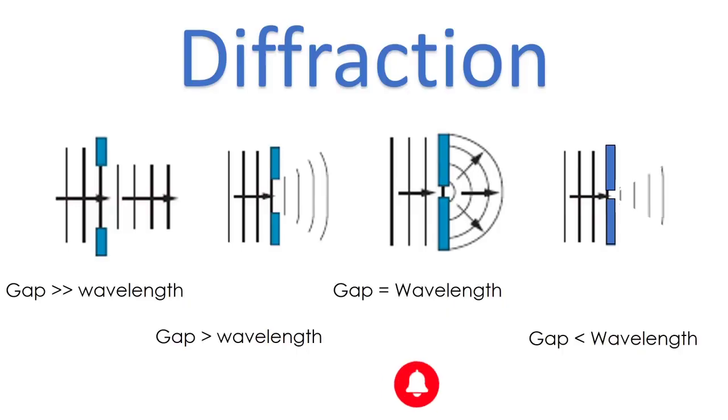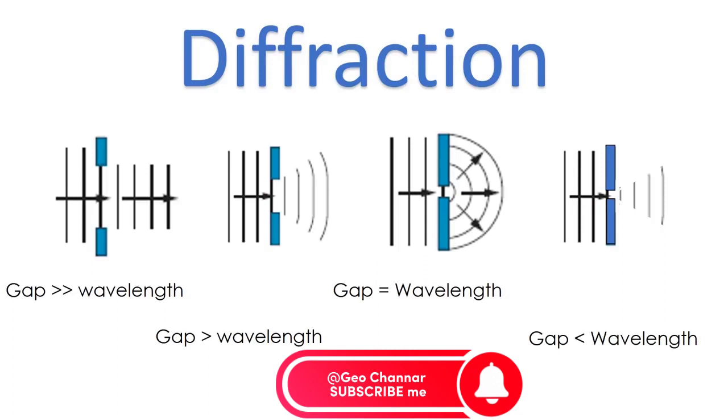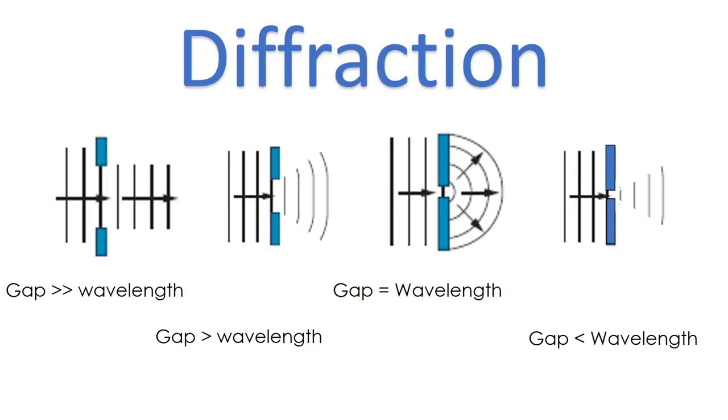And we can look at one more scenario that I didn't show you. What if the gap is smaller than the wavelength? And if you do that, the diffraction becomes smaller again that way. So if your gap is really big compared to the wavelength, you get basically no diffraction. As your gap gets smaller, we start to get some diffraction. We get maximum diffraction when the gap is the same size as the wavelength. And as it gets smaller still, the diffraction then gets less.